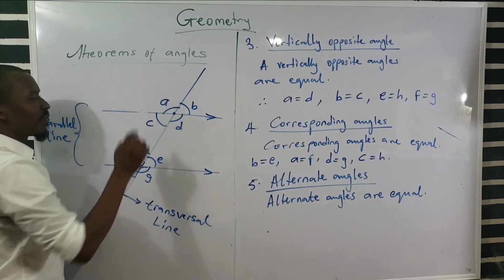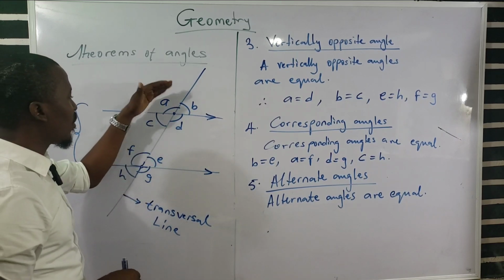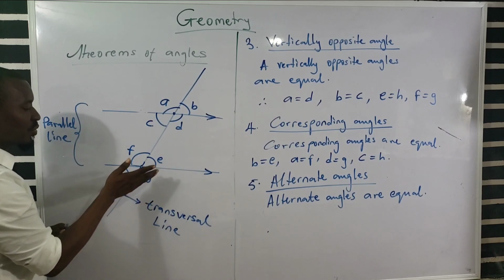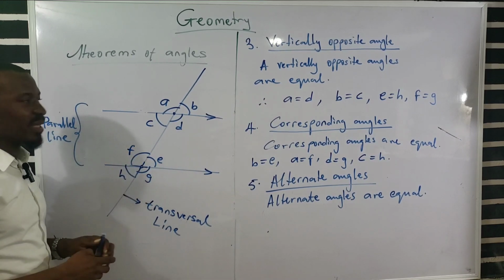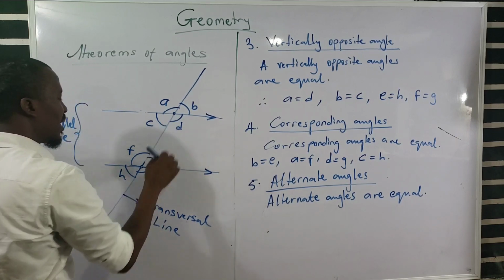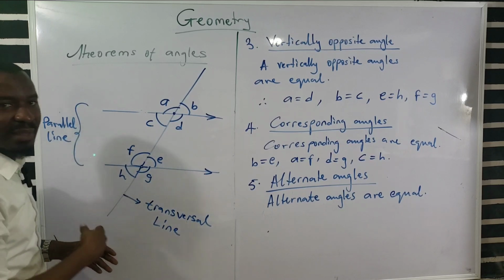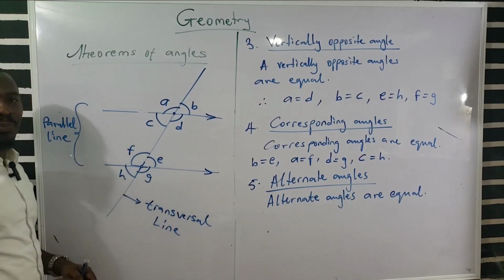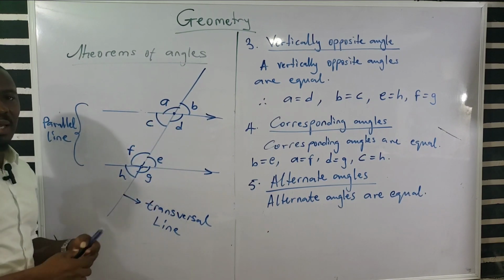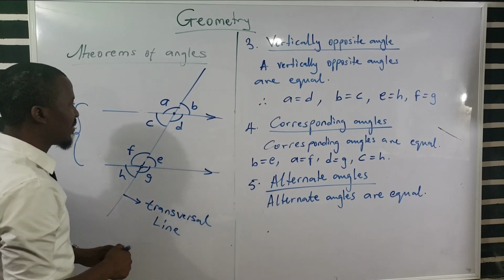If I pick A and ask myself, where is A? A is at the upper part. That means the angle that it will be alternate to is going to be at the lower part. And A is at the left hand side of that point. That means the angle it is alternate to will be at the right hand side of the other point. Therefore, A and G are alternate angles.